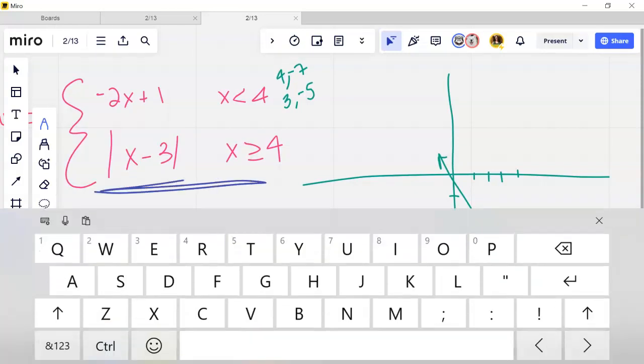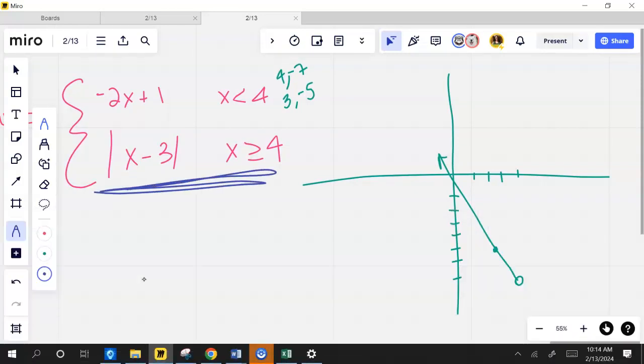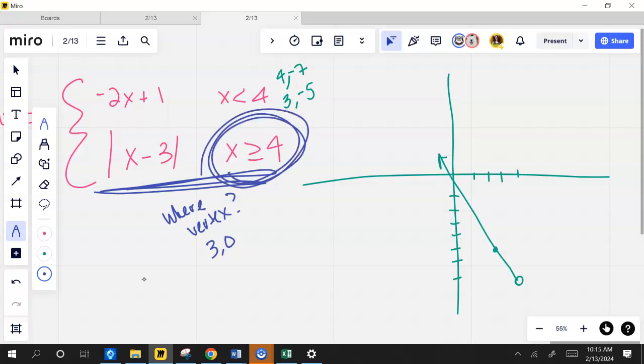My problem is when I get to this one, this is not just a line. I might have to do more than 2 points. First thing I need to do is figure out where is my vertex. Look at that equation. Where is the vertex for that one? It is 3, 0. So my question is, does my vertex fall in this range of numbers here? No. So I don't have to worry about it. It's just going to be a piece. Does that make sense?